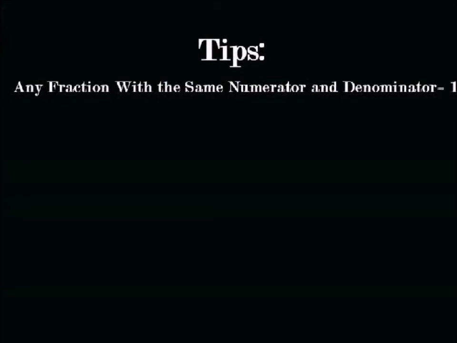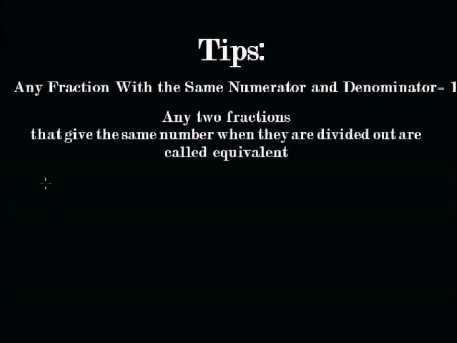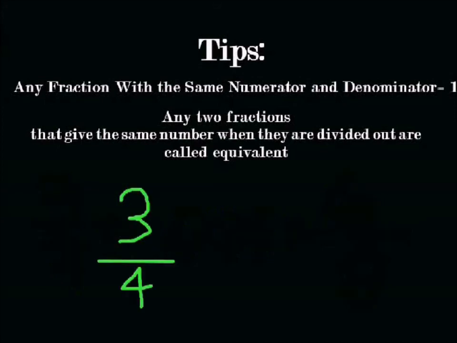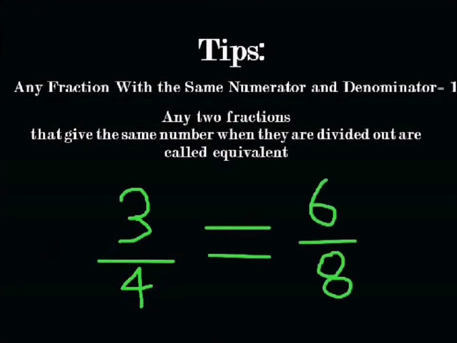Here are a couple tips that might make fractions a little easier next time. Any fraction with the same numerator and denominator is automatically equal to 1. So 4/4, 3/3, 2/2 are all 1. Any two fractions that when divided out give the same number are called equivalent. For example, if you divide 3 by 4, you get 0.75. And if you divide 6 by 8, you also get 0.75. So 3/4 and 6/8, since they both divide out to 0.75, are equivalent.